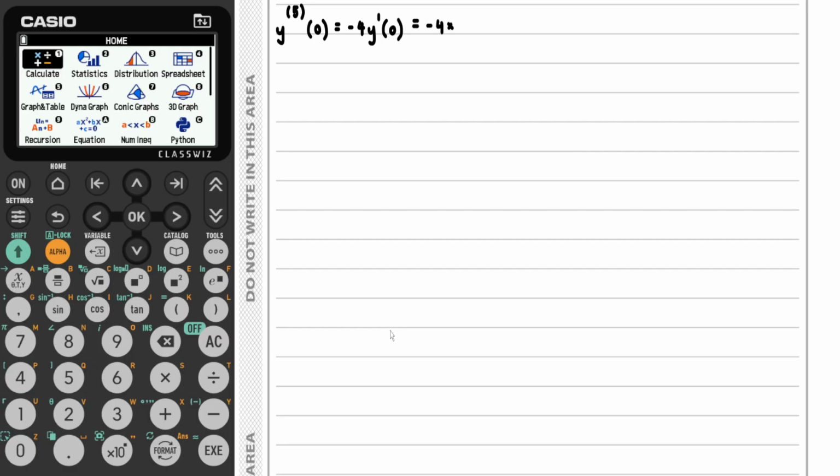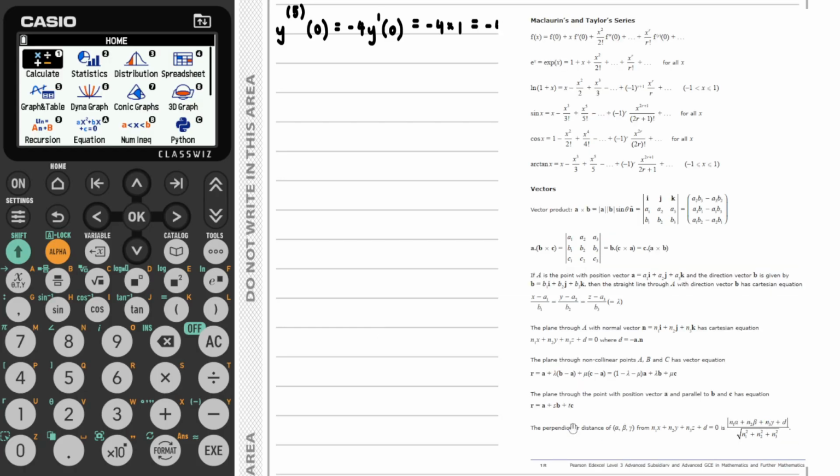So I've got negative 4 times by 1, which is negative 4. Now for a Maclaurin series, we've got f of x, which is equal to f of 0 plus x times f dash of 0 plus x squared over 2 factorial times f double dash of 0, and so on and so forth. And generally we would have x to the r over r factorial times the rth derivative of f when x is 0.